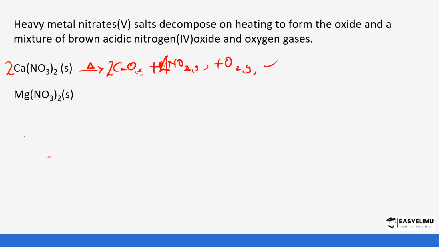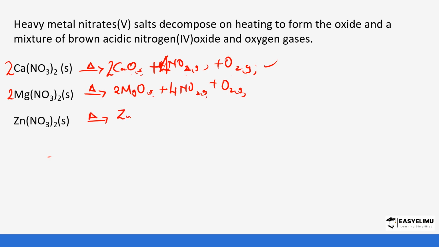So magnesium nitrate, we do the same. You're going to notice they have the same valency. So it becomes 2 magnesium oxide plus nitrogen 4 oxide gas plus oxygen gas. Zinc nitrate as well. So it's going to be zinc oxide to form nitrogen 4 oxide gas plus oxygen gas, and then we put a 2 here and a 2 here and a 4.